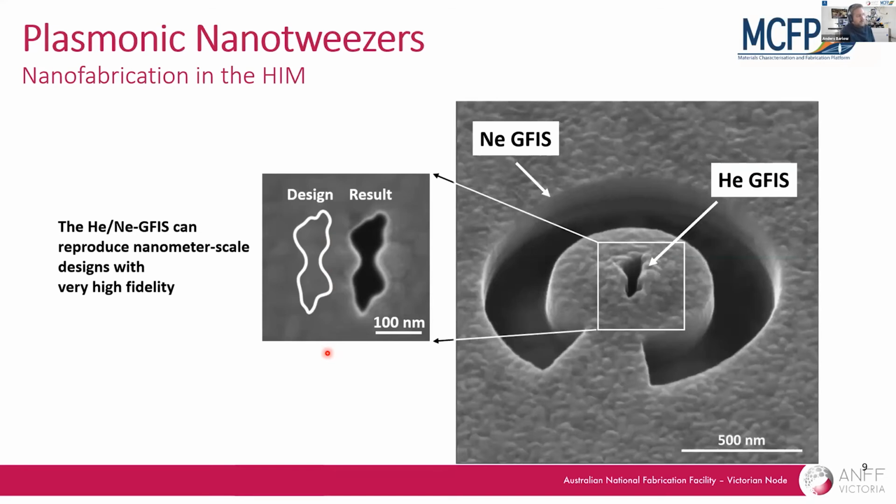And if we tilt the sample on its side as well, you can see how vertical and very sharp these cuts can be with the helium ion microscope and the neon and the helium beam, because it is a very collimated, very vertical beam, giving very, very sharp cuts as well. So the design reproduction is absolutely outstanding.